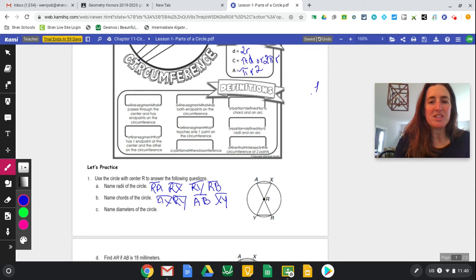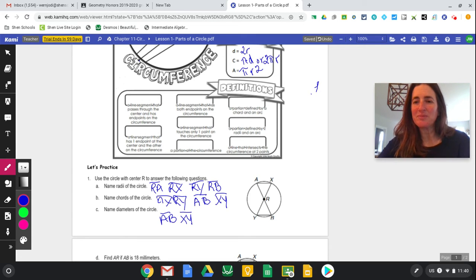Name the diameters, we just did that. They're AB and XY. And we know our basic parts of our circle.